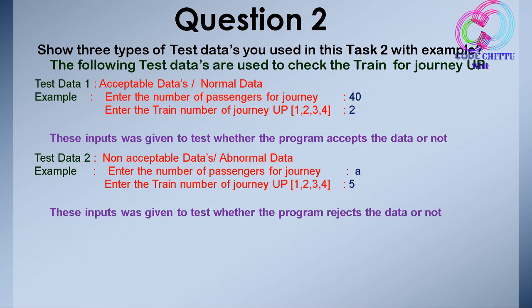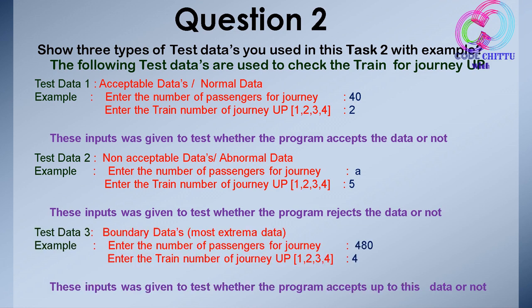So these inputs were given to test whether the program rejects the data or not. If it didn't reject, it means our program has some error, so we have to reconsider. So these are the test data, so two test data. The last one is boundary data.